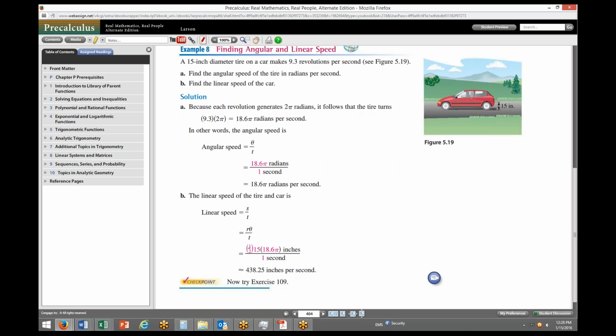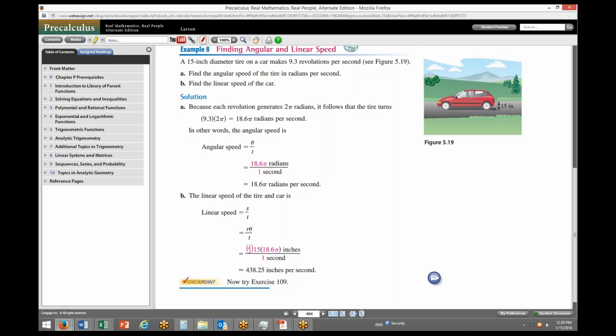So honestly, if you just multiply the angular speed of 18.6 pi radians per second times the radius of 7.5 inches, and then convert pi, of course, to a decimal, you will get this linear speed of 438.25 inches per second, rounded to 2 decimal places. Again, that's rounded because pi's decimal places go forever.